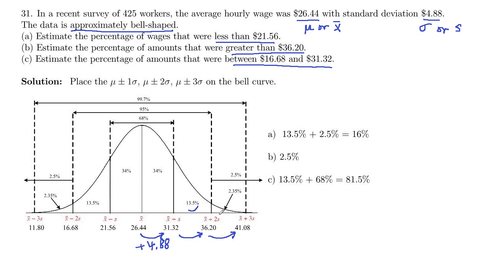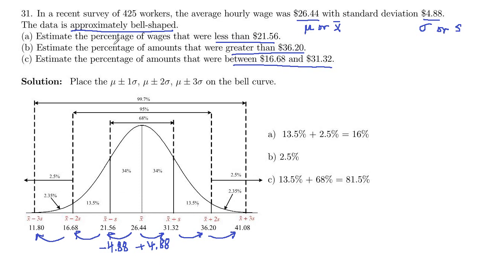That's 1, 2, and 3 standard deviations above. And then you subtract that 4.88 3 times. Once, twice, and 3 times. That's 1, 2, and 3 standard deviations below. So now you've got all of your cutoffs. So now we can pretty easily answer the questions just by adding up the appropriate percentages.